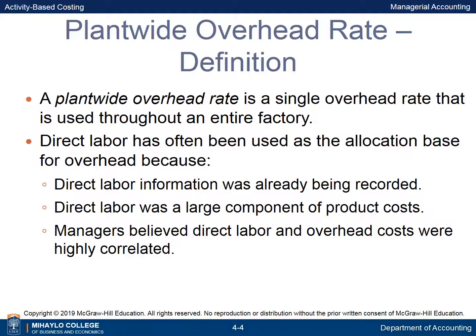Direct labor was the obvious choice because, 1. Direct labor information was already being recorded. 2. Direct labor was a large component of product costs. 3. Managers believed direct labor and overhead costs were highly correlated.